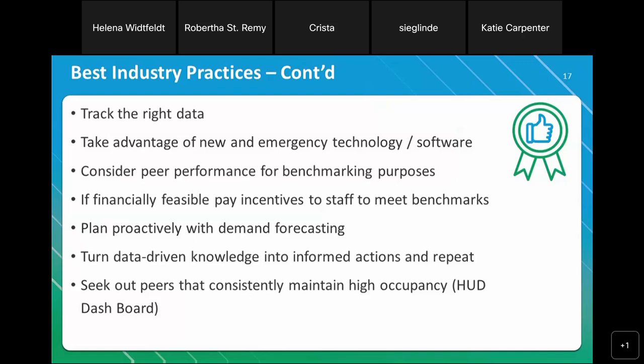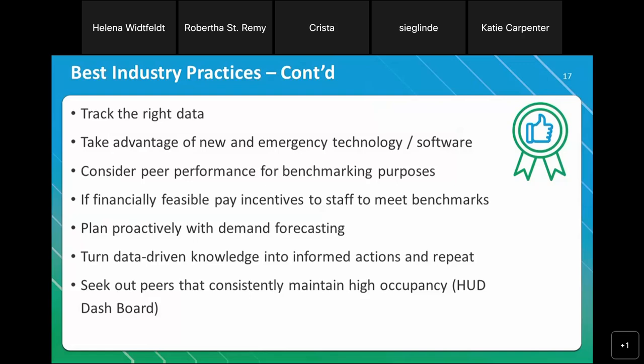And again, I was saying, talk to your peers, have an understanding with your local HUD office where you can go. I mentioned the HUD dashboard in our resource slide that we have at the end of the presentation. You will see the link for the HUD dashboard, but you can go to any region and then essentially click on any of the housing authorities to seek out the high performers.